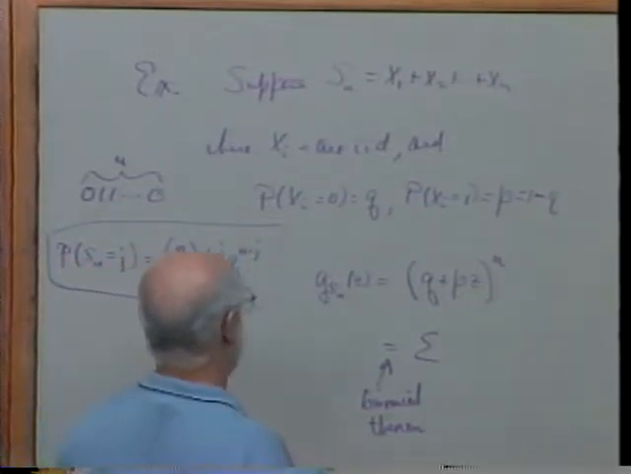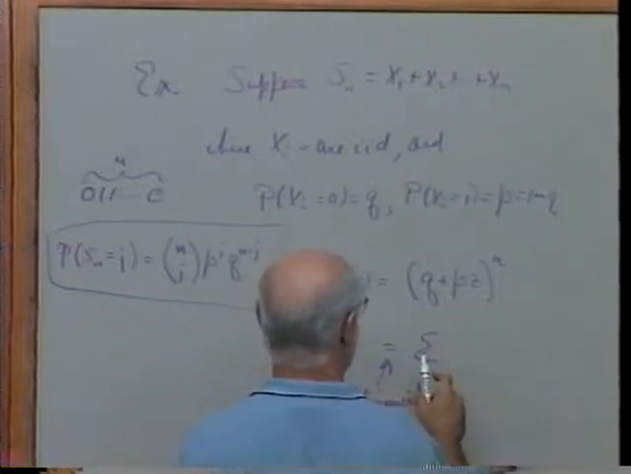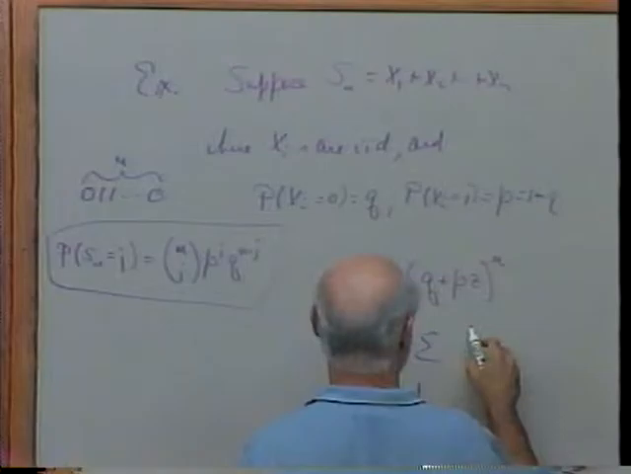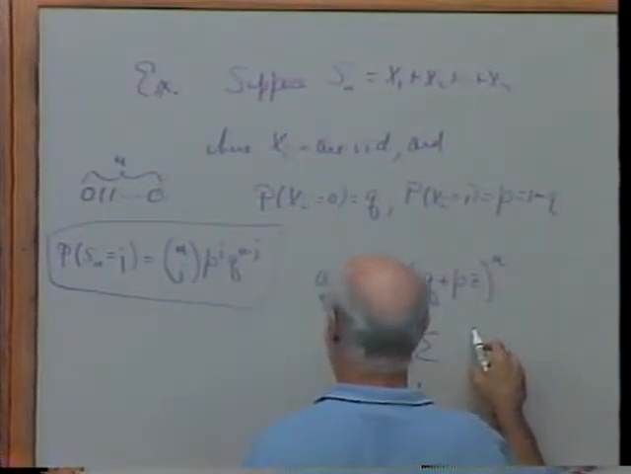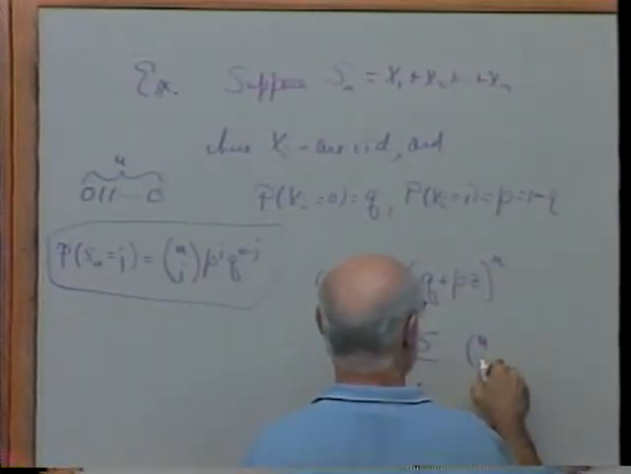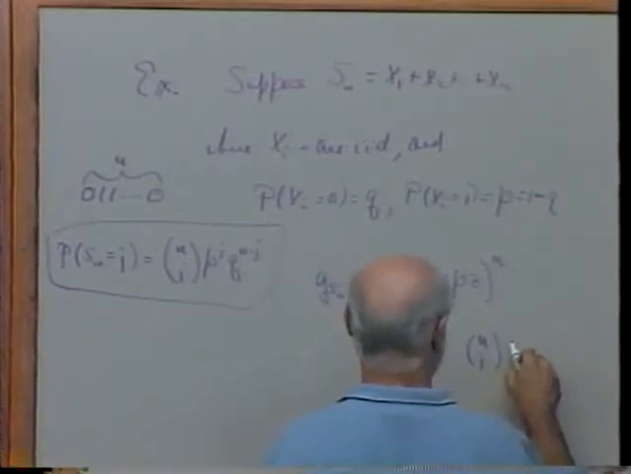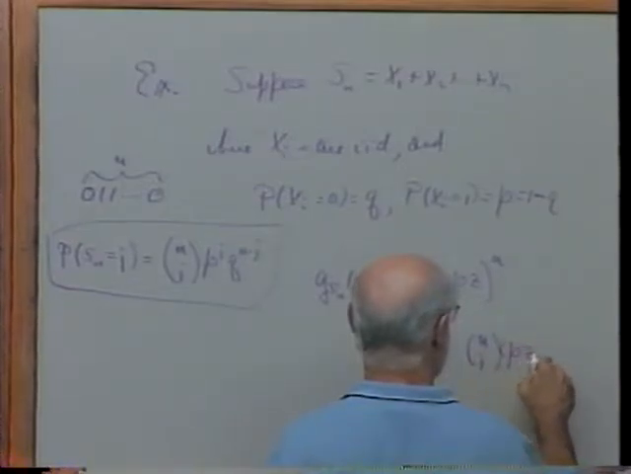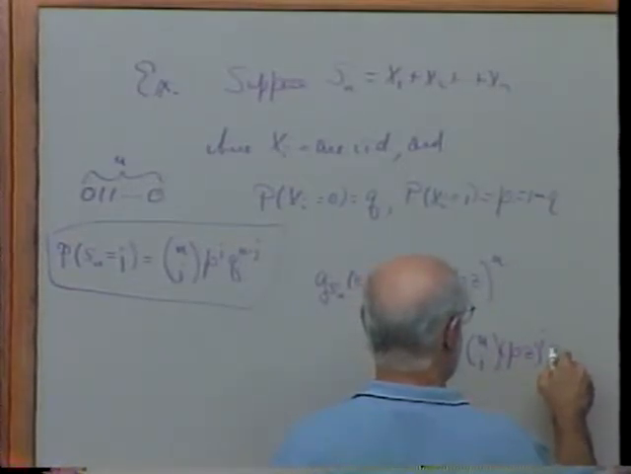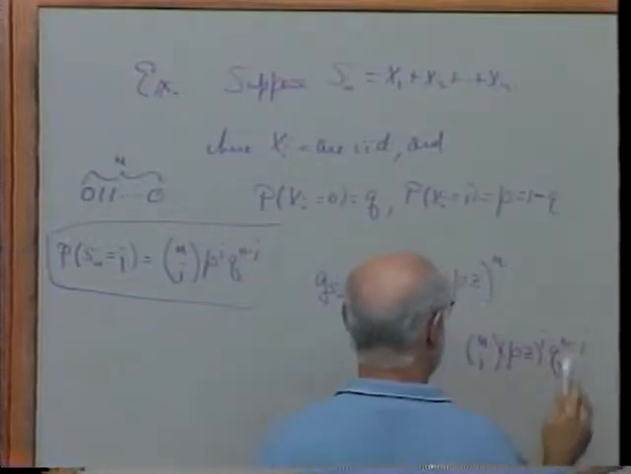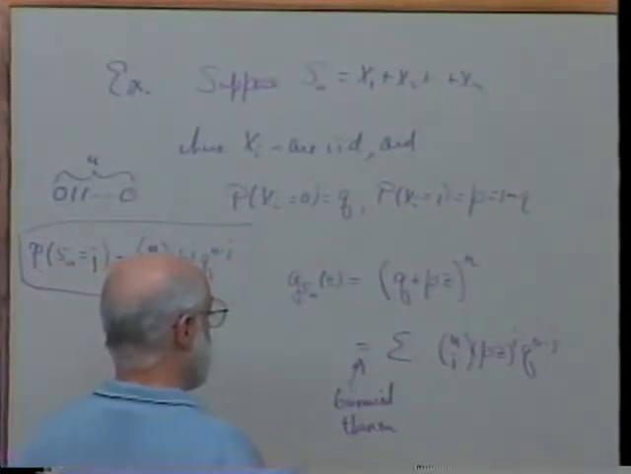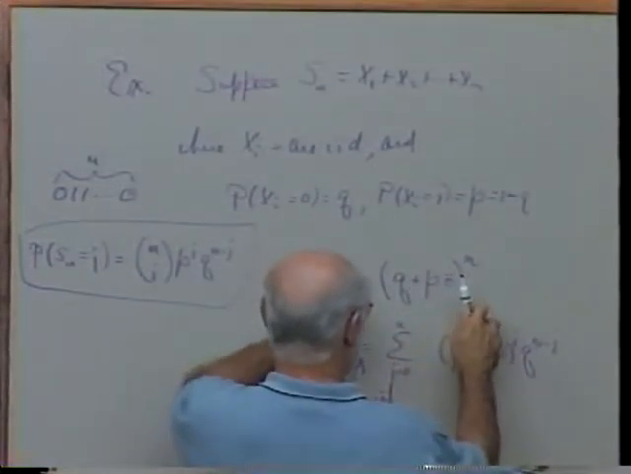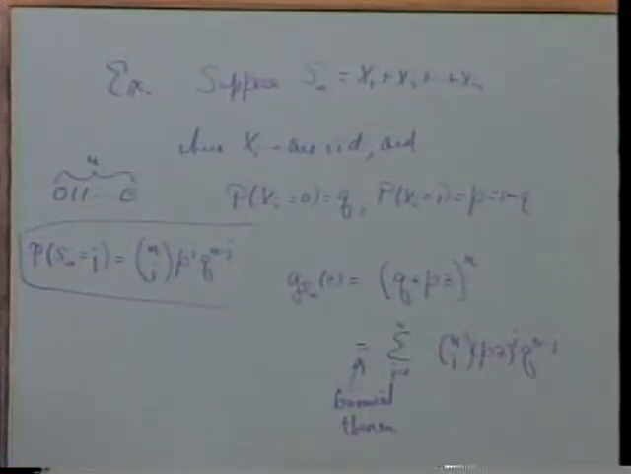And so what I would have is the sum as j runs from 0. Well, let's see. When I raise this to the nth power, what I would get would be n things taken j at a time, p z to the j, q to the n minus j, summed as j runs from 0 to n. That's the binomial expansion of that.